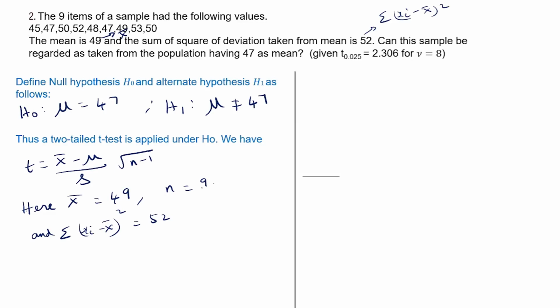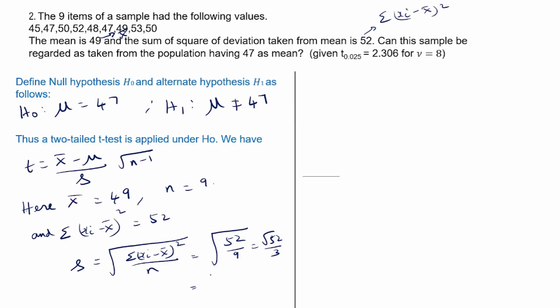N is 9. So summation xi minus x bar the whole square is given. We can find the sample standard deviation from this. The sample standard deviation is nothing but root of summation xi minus x bar the whole square upon n. So it is root of 52 by 9, it is root 52 by 3. Root 52 by 3 is approximately equal to 2.4. So this sample standard deviation we get as 2.4.